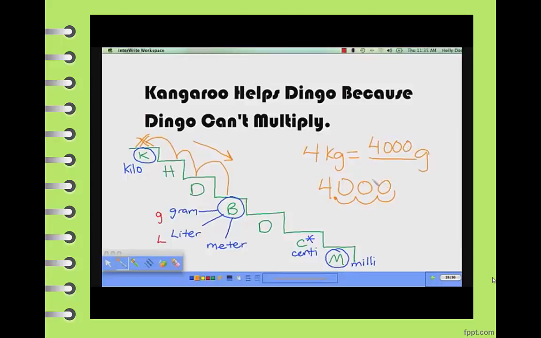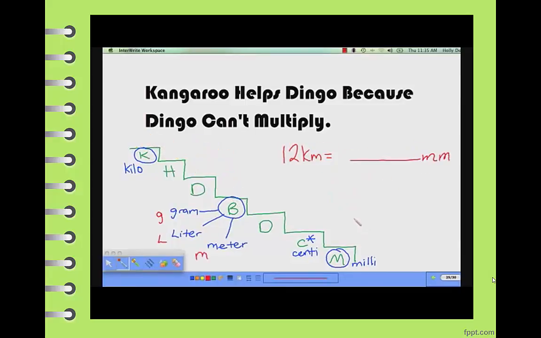and it looks like 4 kilograms is equal to 4,000 grams, which makes sense because we know that kilo is 1,000 times larger than the gram, and so it takes 1,000 grams to make 1 kilogram. Well, if it takes 1,000 grams to make 1 kilogram, it would take 4,000 grams to make 4 kilograms.